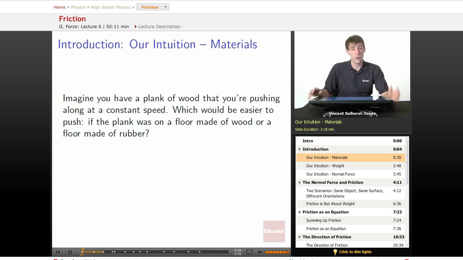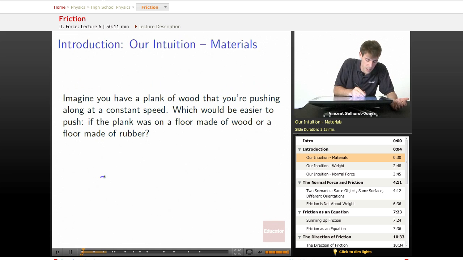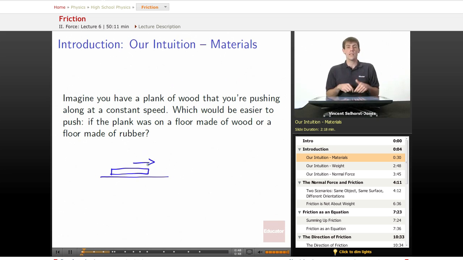All right. So first off, let's get a sense of how friction works intuitively. So imagine you've got a plank of wood that you're pushing along at a constant speed. So, here's some floor, here's some plank of wood on that floor, and we're pushing it along at a constant speed. Now, first thing to notice is that in real life, we're used to the idea that if you want something to move and it's experiencing friction, like everything always is, you have to push on it if you want it to keep a constant speed.